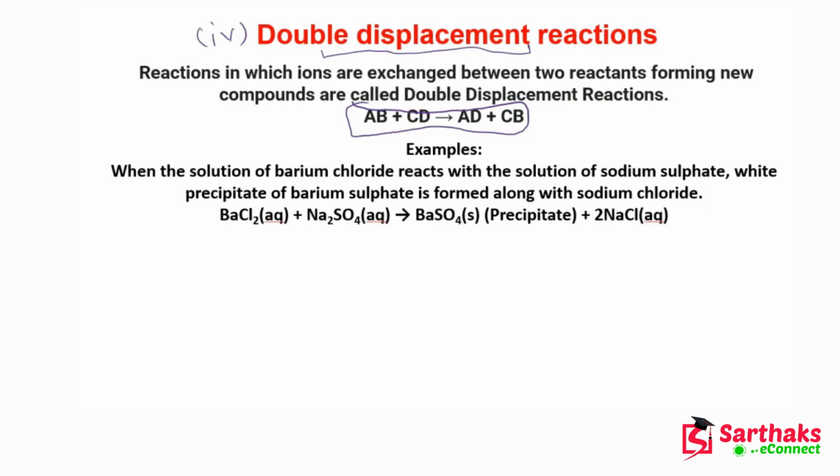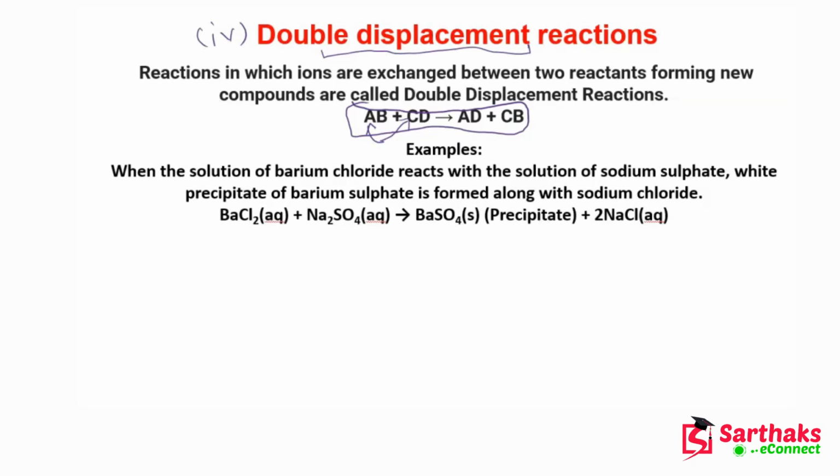So guys, you can simply see that there is an exchange between A and C. They are displacing each other. A is taking the place of C and C is taking the place of A. So that's why this is a double displacement reaction.